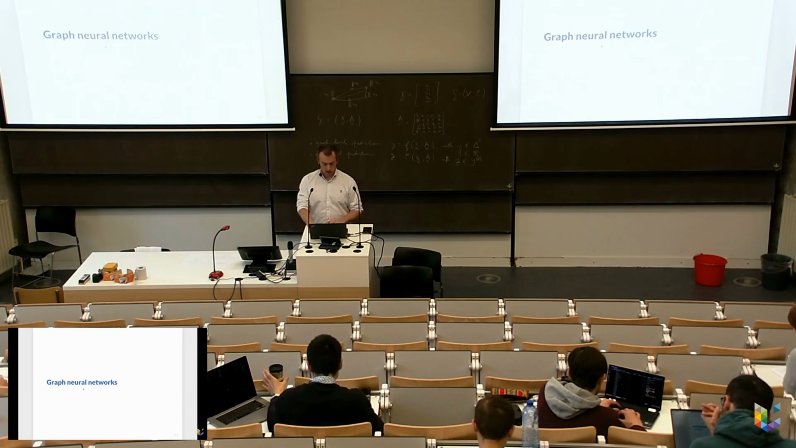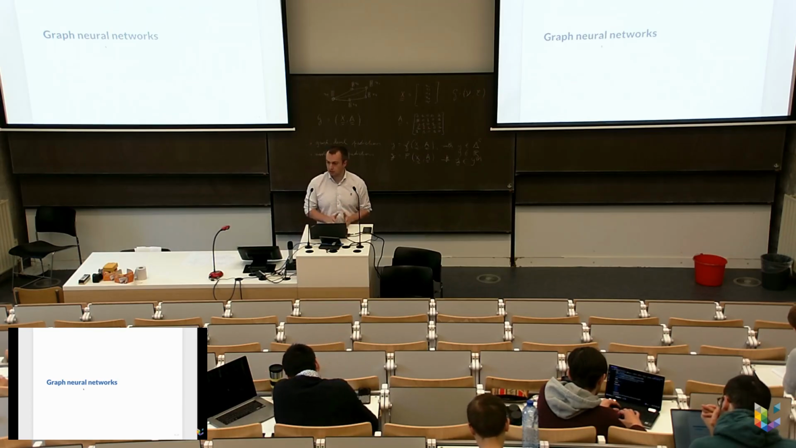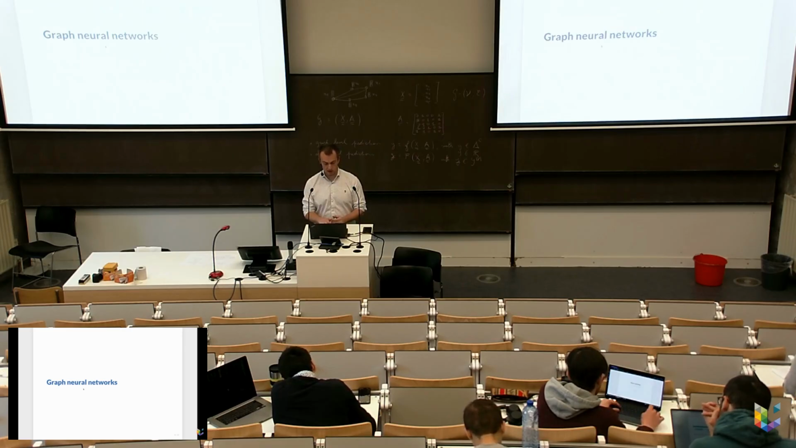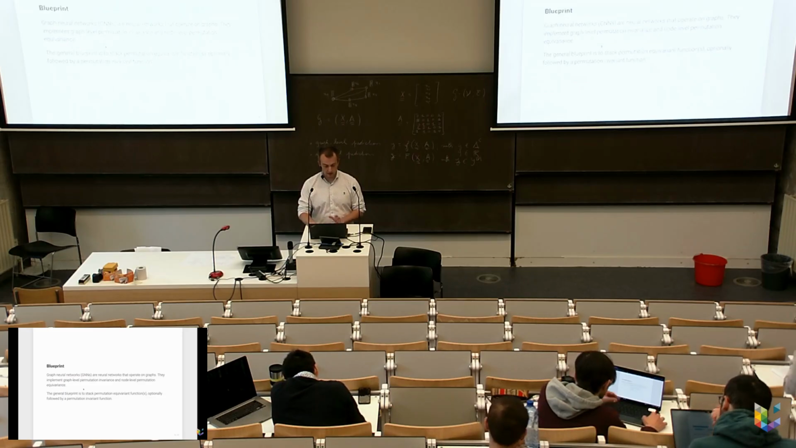Okay, so now we are ready. Now that we have defined a graph, we have defined permutations on the representations and some requirements, we are ready to introduce graph neural networks. And really, the blueprint is quite simple.